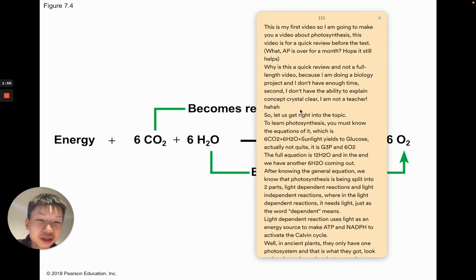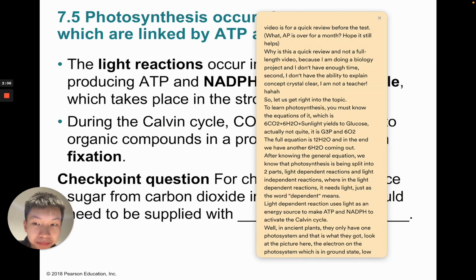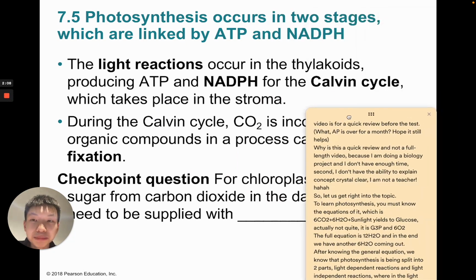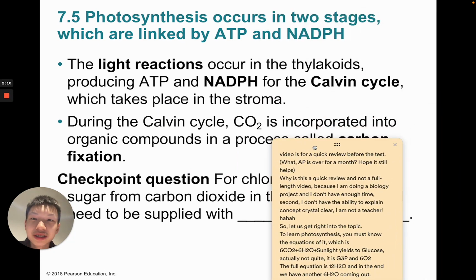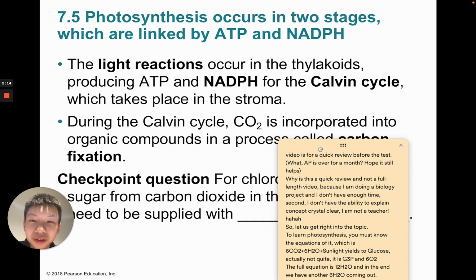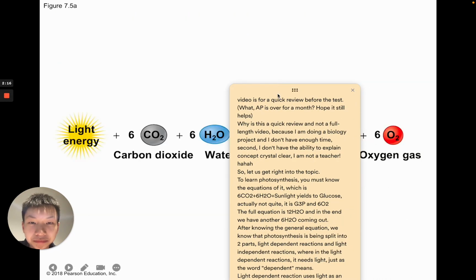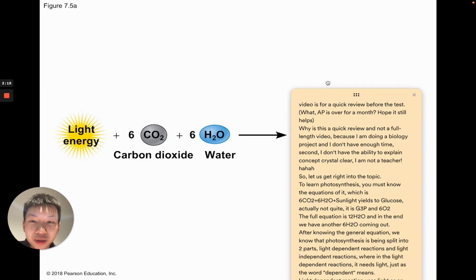And after knowing the general equation, we know that photosynthesis is split into two parts, which are light-dependent reactions and light-independent reactions. For light-dependent reactions, they need light, just as the word dependent means. Light-dependent is also known as the light reaction. They just make ATP and NADPH for the Calvin cycle. And this is the equation.